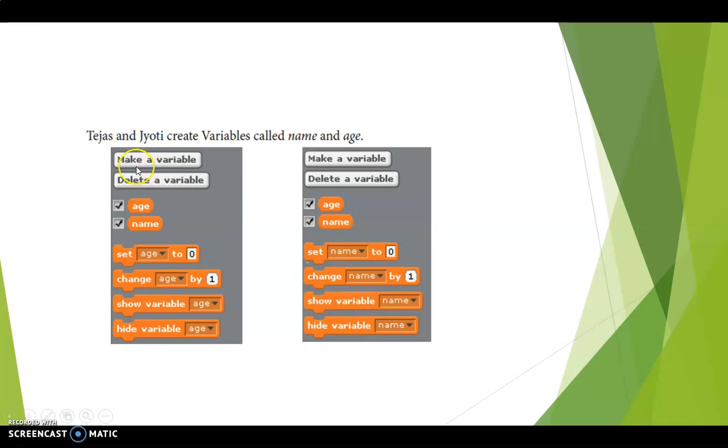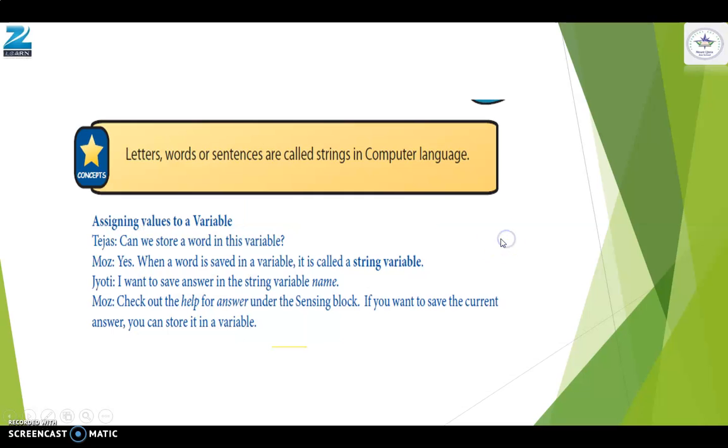I have created two variables, age and name. Here you can see the two options, age and name, then set age, change age, show variable, hide variable. All these are the options available when we create any variable. Letters, words or sentences are called strings in computer language. As I said, we can store strings in variables too. So what are strings? If we store letters, words or sentences, they are called strings.